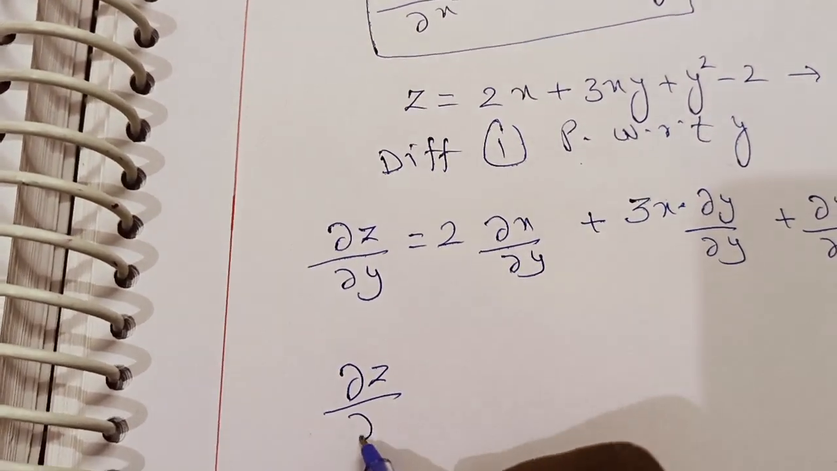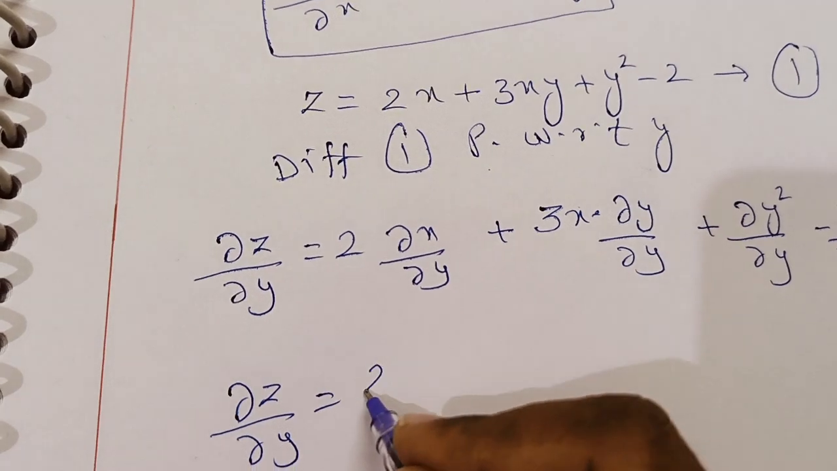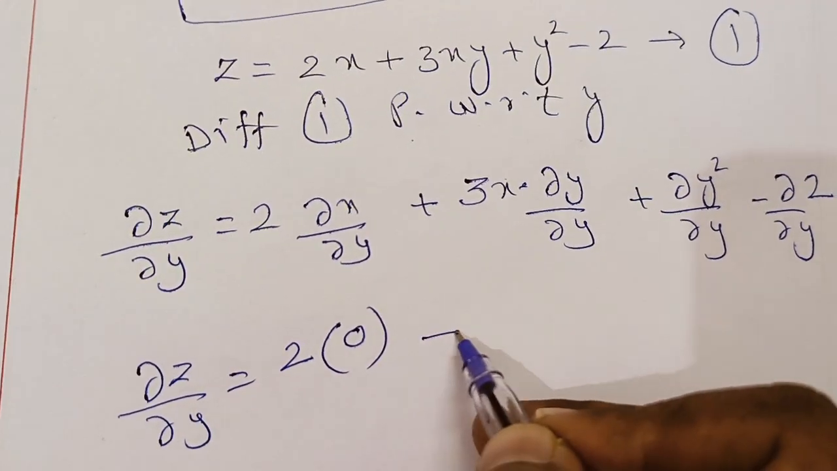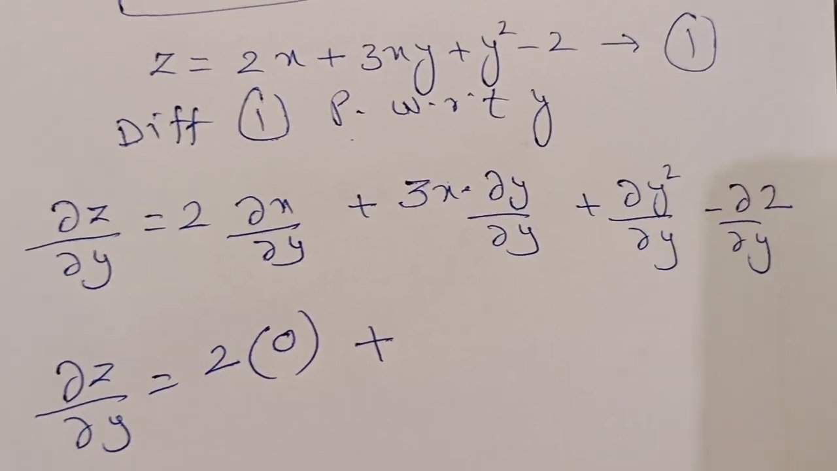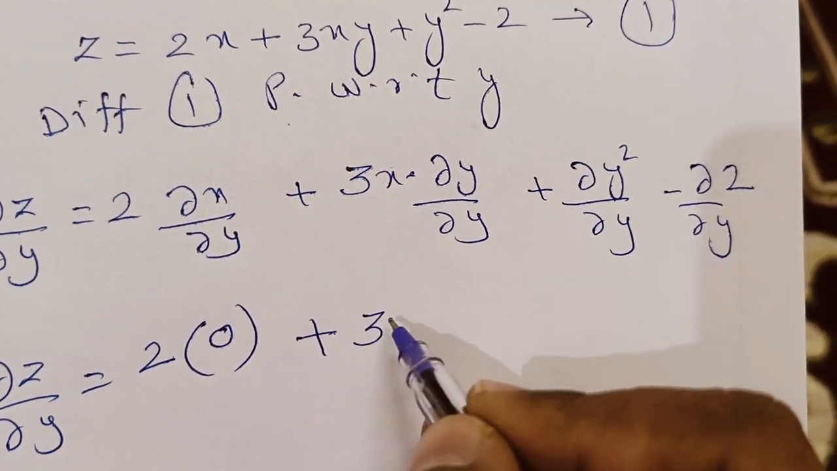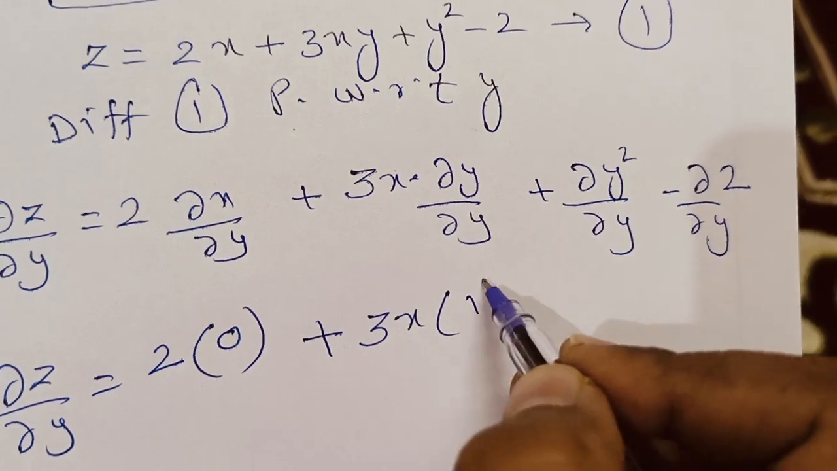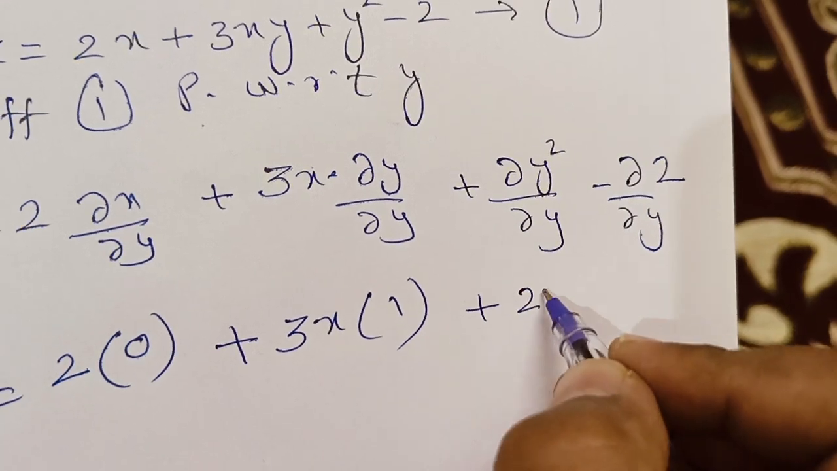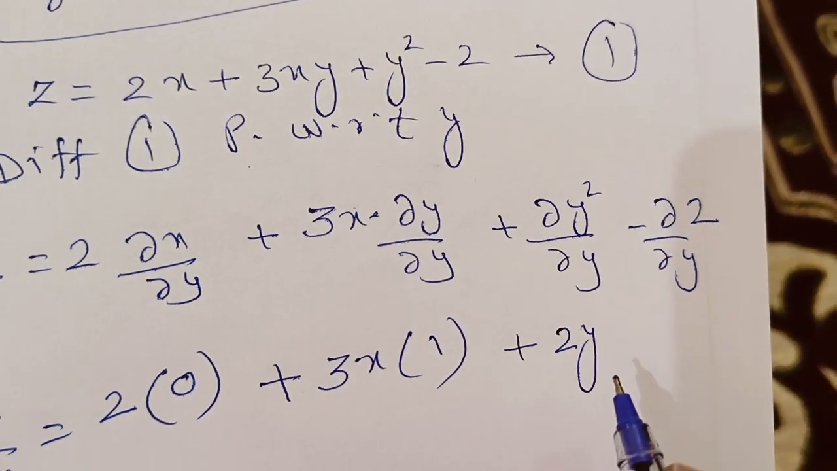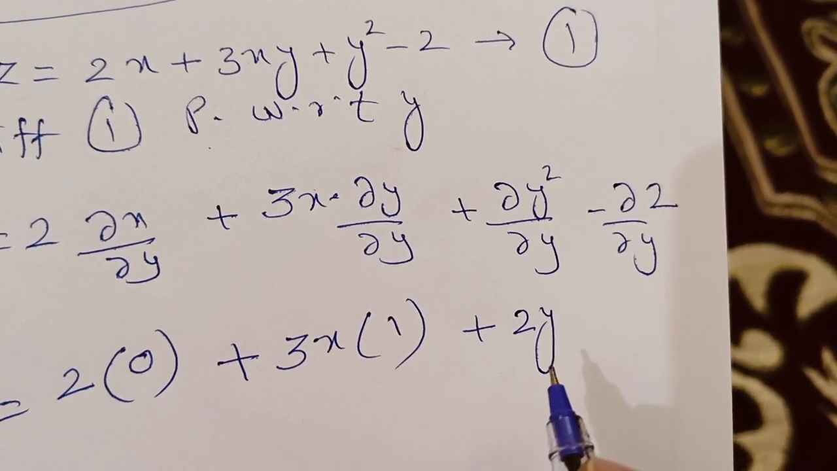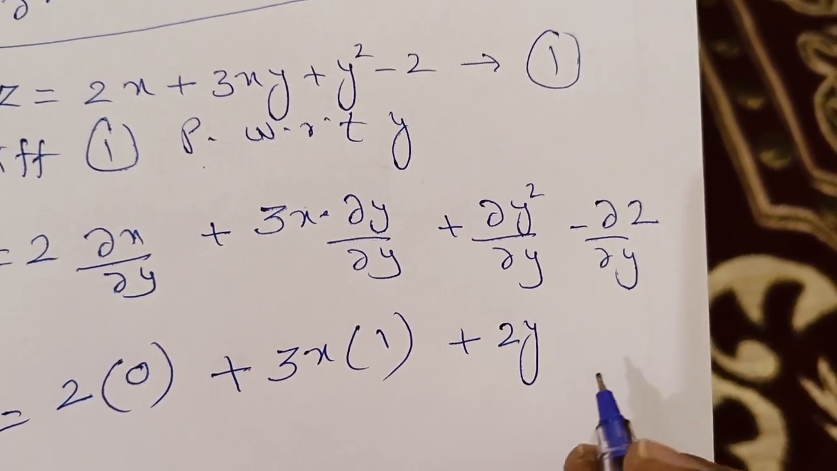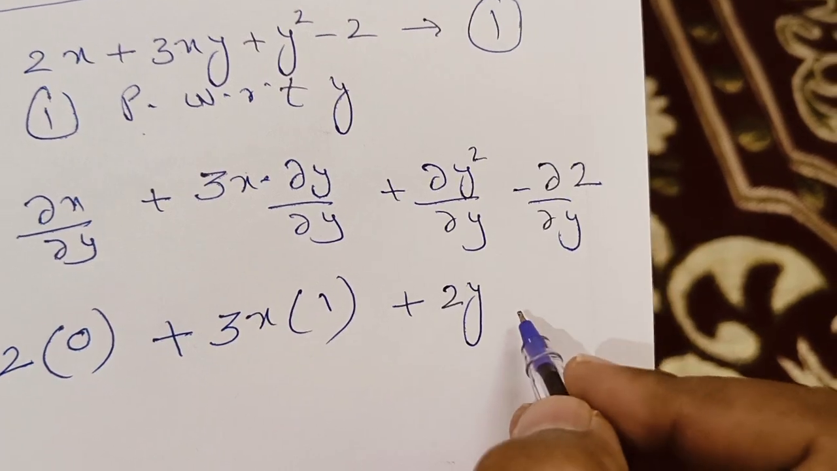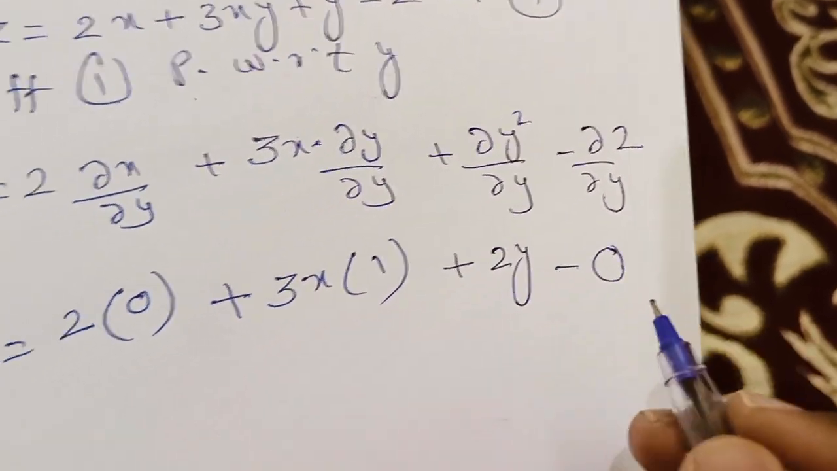Dou z by dou y is equal to 2, we will keep as it is. Derivative of x with respect to y is 0. In partial differentiation it is 0. Here we get 3x, derivative of y with respect to y is 1, plus here derivative of y square with respect to y is 2y. Means we have to apply the formula d by dx of x to the power of n is equal to n into x to the power of n minus 1. So 2 into y to the power of 2 minus 1 becomes 2y. And this derivative of 2 is 0.